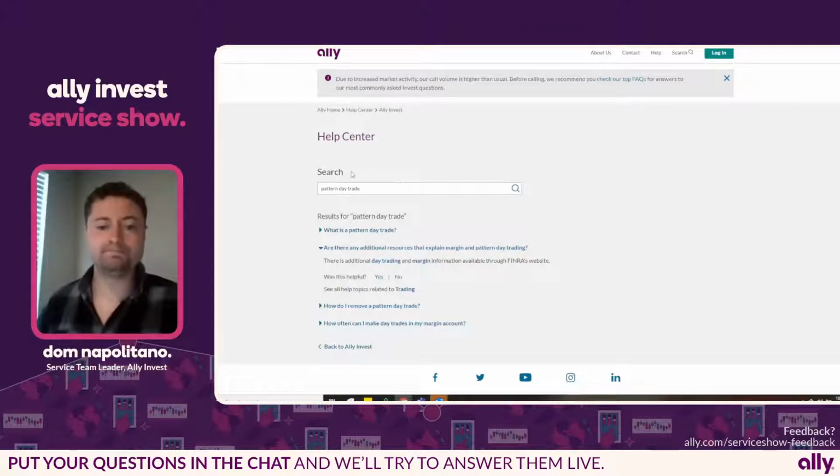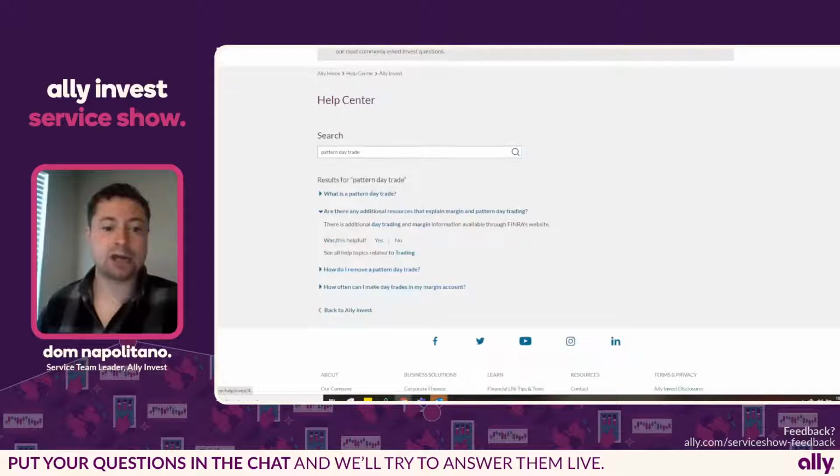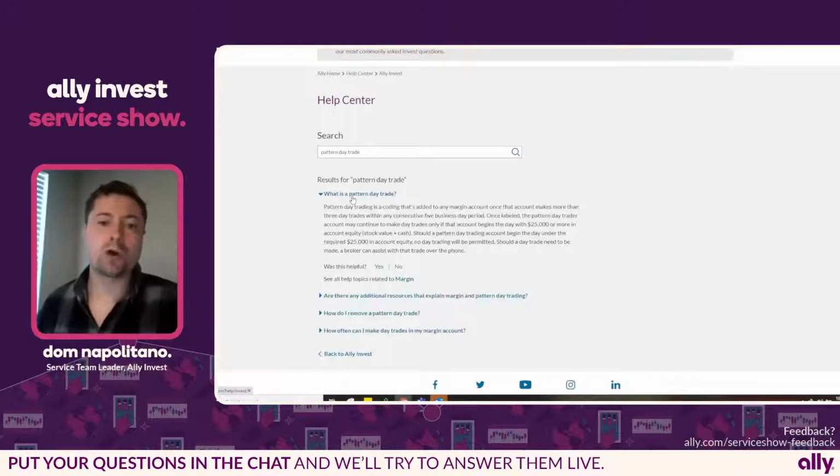If you go to the Ally Invest Help Center, FAQs, and just type in pattern day trade, you're going to see this first link here. And this is going to go into a little bit more of what a pattern day trade is. By this one here, pattern day trading is a coding that is added to any margin account once the account makes more than 3 day trades within a consecutive 5 business day period.